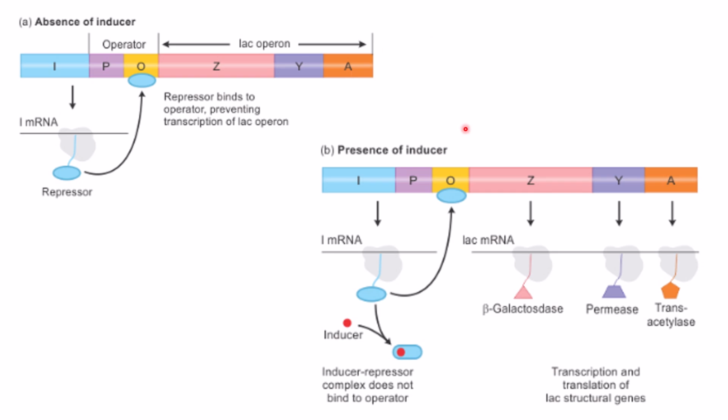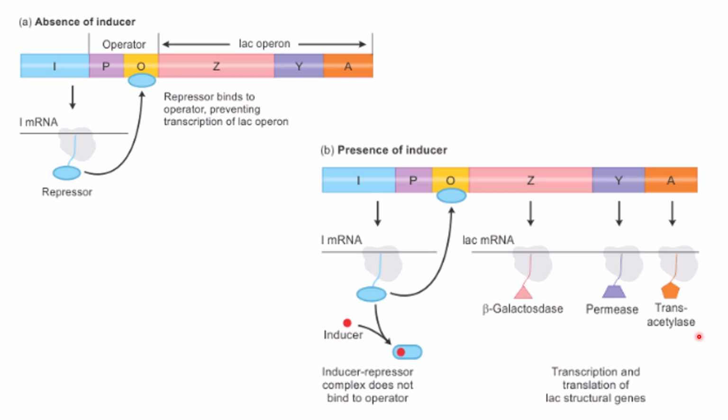Now in the presence of inducer, what happens is the inducer, that is your allolactose, will bind to the repressor and change its conformation. The repressor cannot bind to the operator. Repressor not bound to the operator means the promoter site becomes free for RNA polymerase to bind. RNA polymerase will bind to the promoter. It will start synthesizing the ZYA structural genes, which are for beta-galactosidase, permease and trans-acetylase.